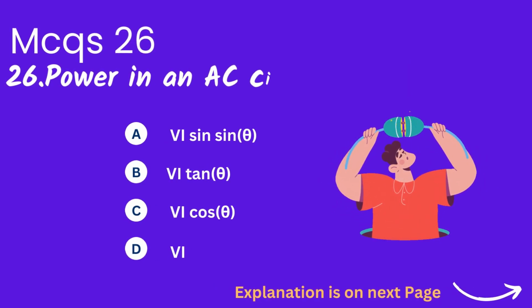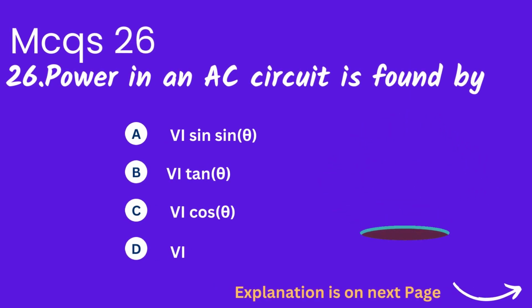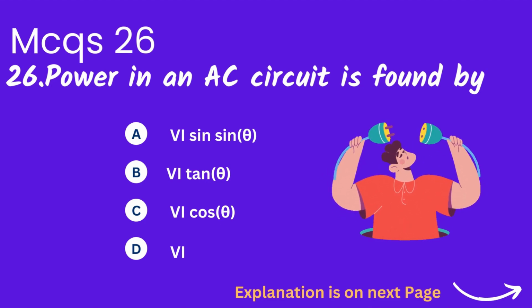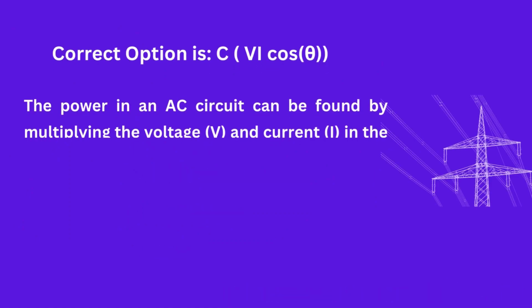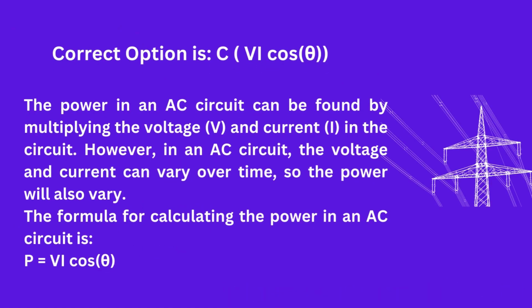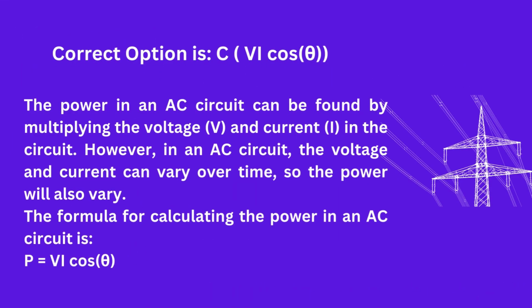Our today's MCQ is: power in an AC circuit is found by VI sin theta, VI tan theta, VI cos theta, or VI. So our right option is option C, VI cos theta. The power in an AC circuit can be found by multiplying the voltage and current I in the circuit. However, in an AC circuit, the voltage and current can vary over time, so the power will also vary. The formula for calculating the power in an AC circuit is P equals VI cos theta. So the correct option is option C, VI cos theta.